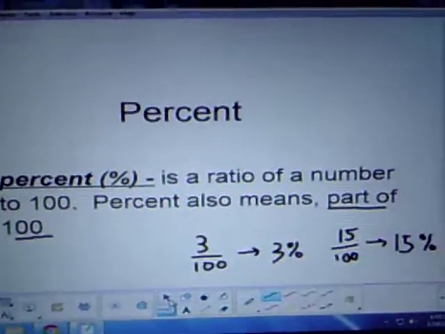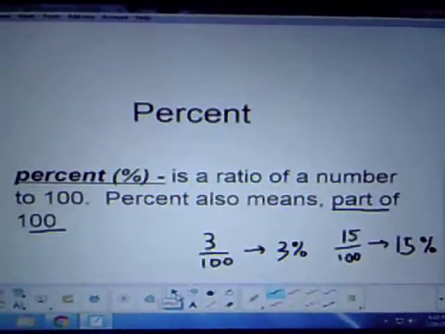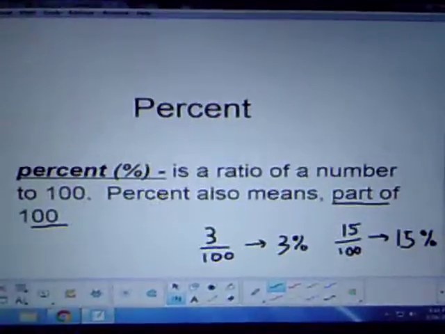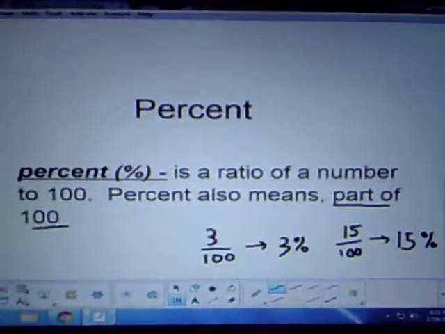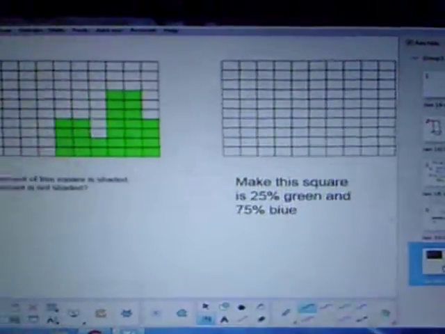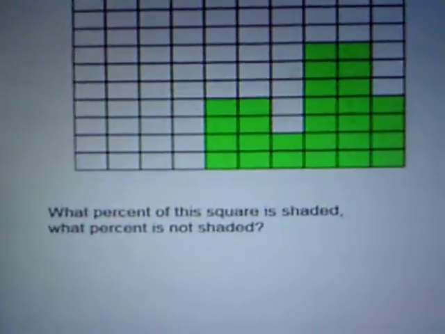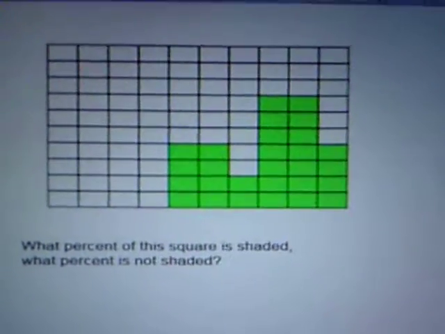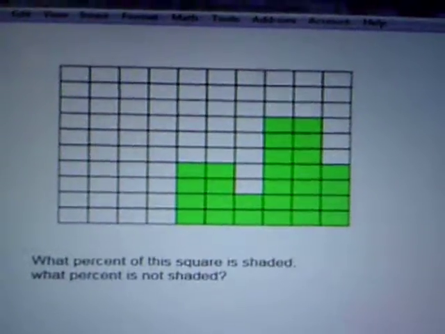Okay? So let's look at a couple practice examples which are similar to the homework and some of the things we've worked on so far in our very first percent lesson of 6th grade. So here we have 2 examples. Let's look at this example. In case you can't read that, the words say, what percent of the square is shaded and what percent of the square is not shaded?